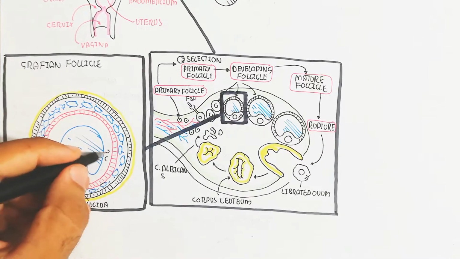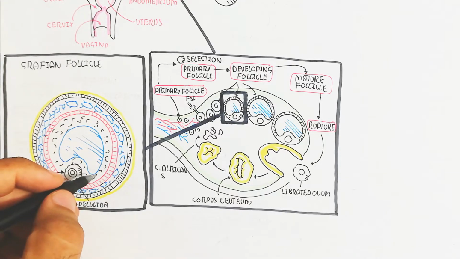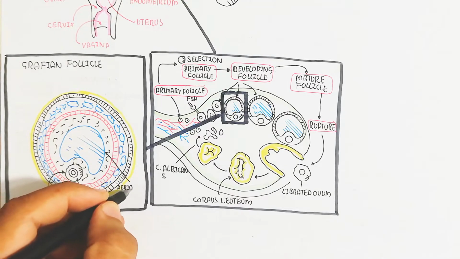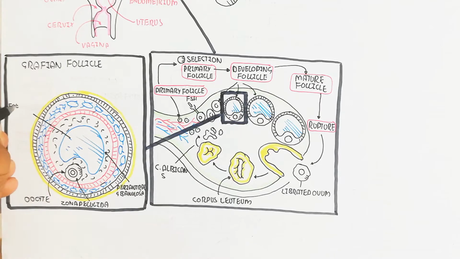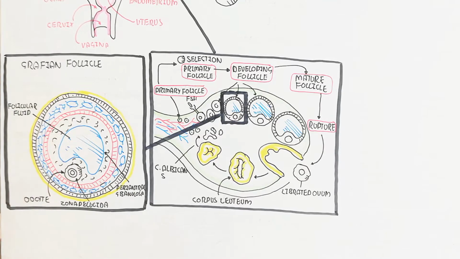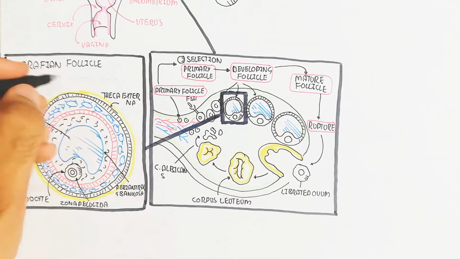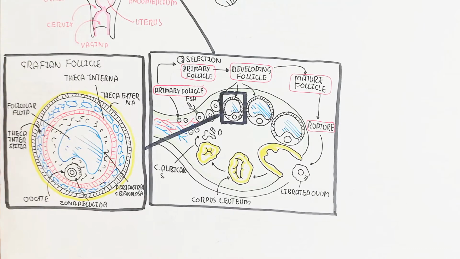So this is the Graafian follicle we will discuss. This is the mature follicle, which contains different structures, so let's begin to understand. This is the periantral granulosa. On the other hand, the zona pellucida and the oocyte are present, with the zona pellucida wrapping around the oocyte. And this is the thecal externa and the thecal interna.